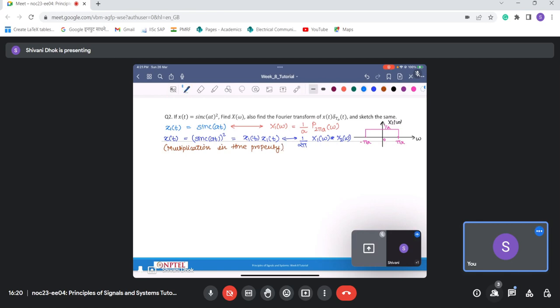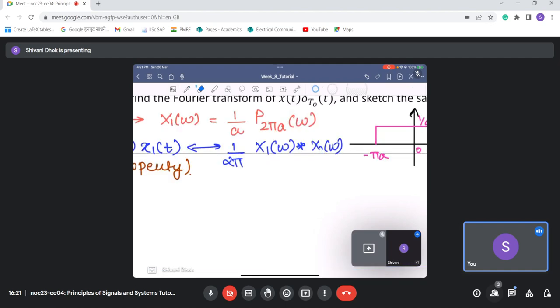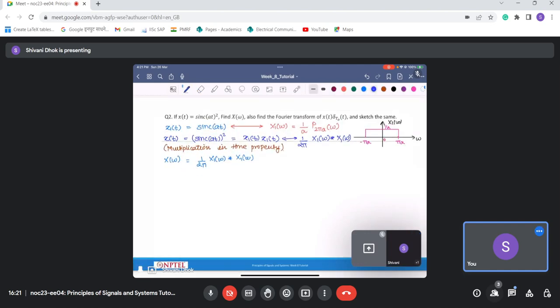Okay, so the Fourier transform X of omega is given now as 1 over 2 pi x1 of omega convolved with itself, that is x1 of omega convolved with x1 of omega. Okay. So now let us try to find this convolution, this part.